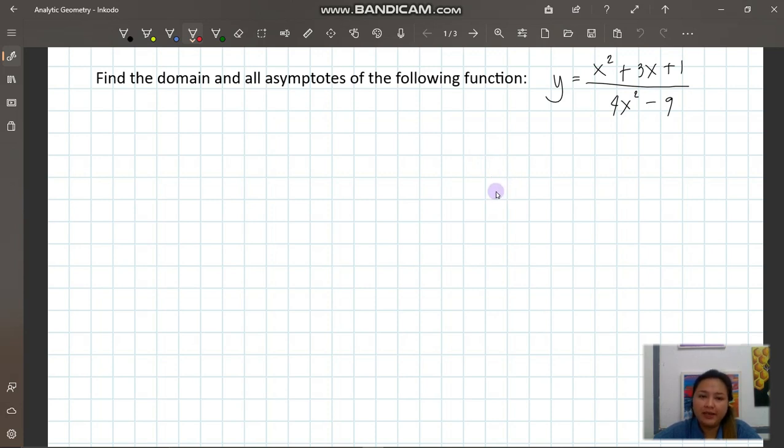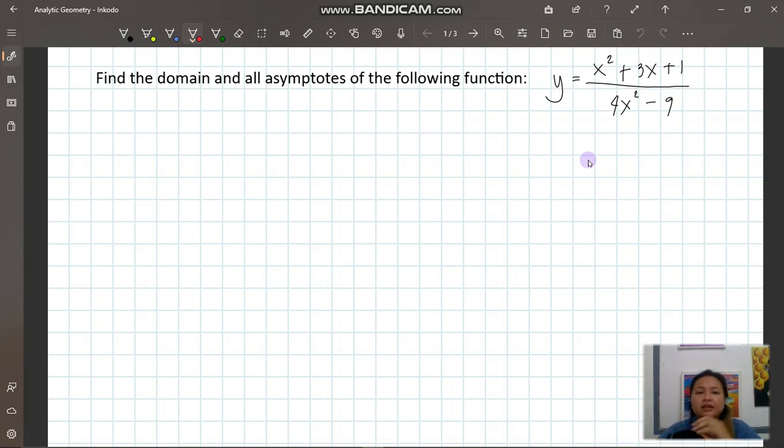So we should know what the domain and what asymptotes are. A domain is the set of possible x values for our function, given this function. And the asymptotes are the equations of the lines that represent the zeros of the denominator of the function, the line that the curve of our function approaches but never touches or crosses.